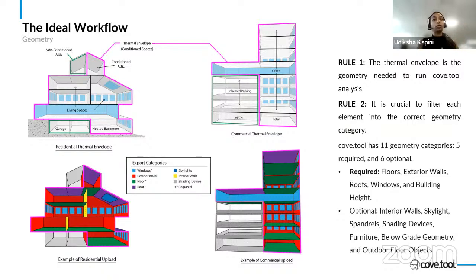But of course, you would also want to bring in optional categories that add to your design strategies and shading benefit, like shading devices, overhangs, fins, interior walls for daylight, skylights to bring in more daylight, and so on. So this is how our geometry is categorized essentially through any of our plugins.